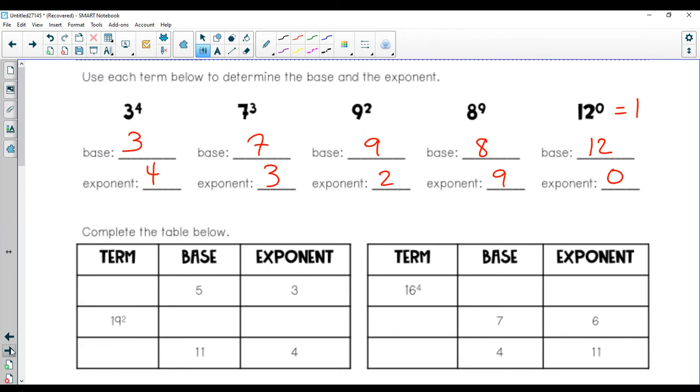How would I write 3 to the 4th power out? How would I write that out? 3 times 3 times 3 times 3.